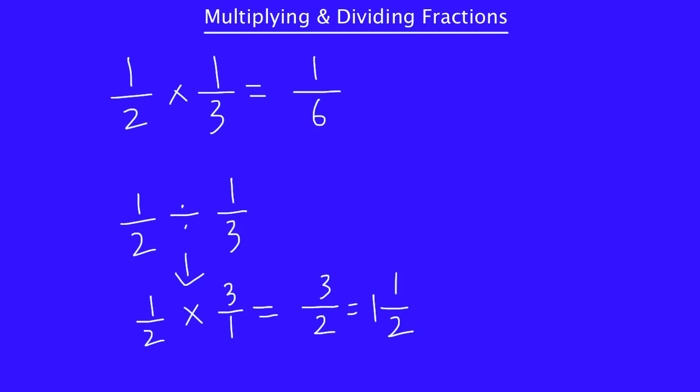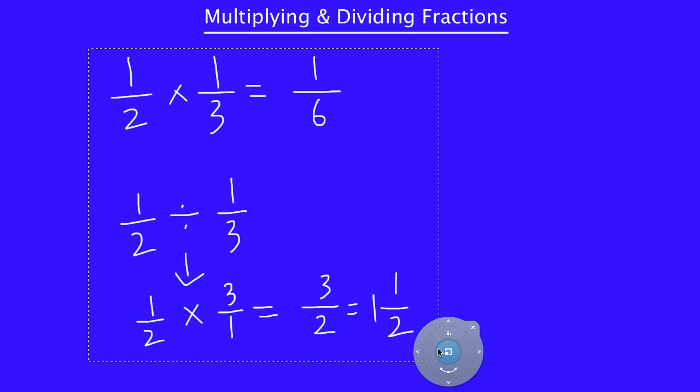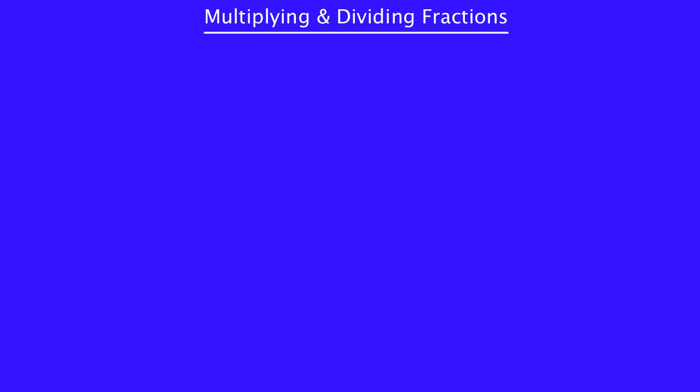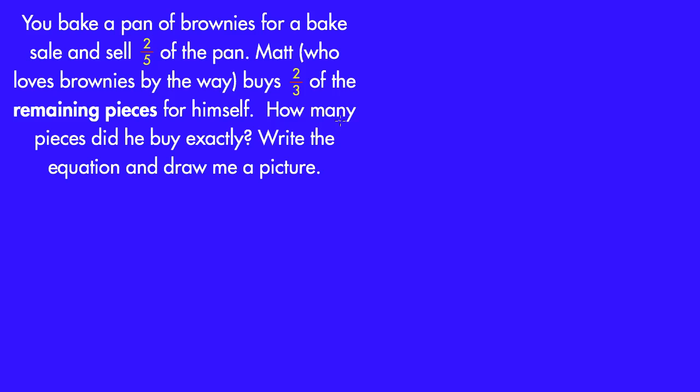Now let's think about multiplying and dividing in terms of a word problem. I like to think of it in terms of word problems so that it's a little more applicable to real life. Here's the example. You bake a pan of brownies for a bake sale and you sell 2/5 of the pan. Matt, who loves brownies by the way, buys 2/3 of the remaining pieces for himself. How many pieces did he buy exactly? Write the equation and draw me a picture.